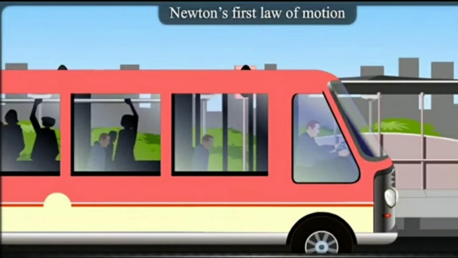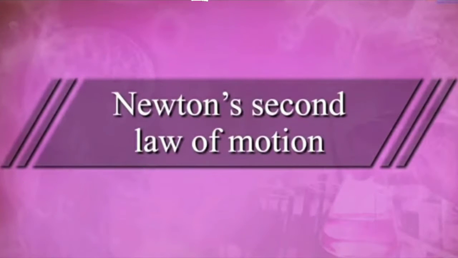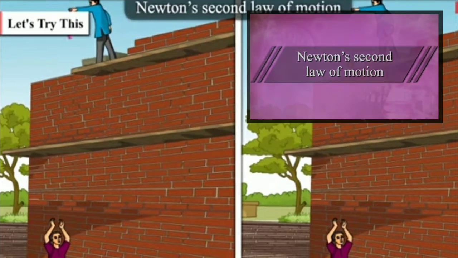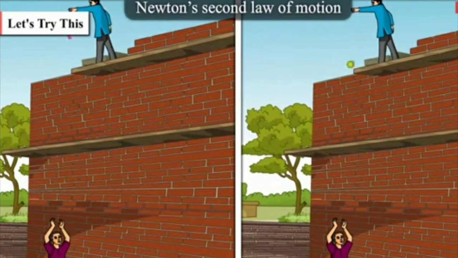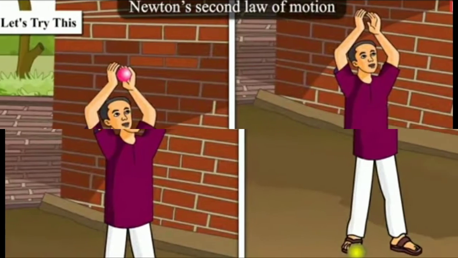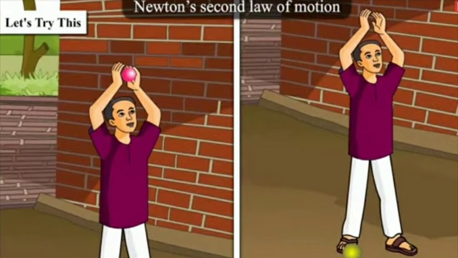Now let's start with Newton's second law of motion. Children, let's try an activity for this. Ask your friend to drop one plastic ball and one rubber ball from the same height. You catch the balls. Now, which ball was easier to catch and why?